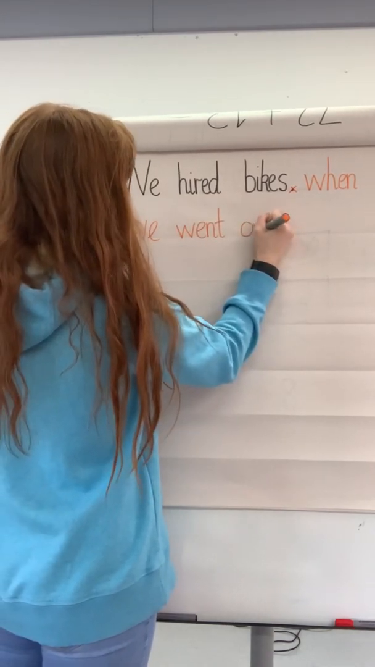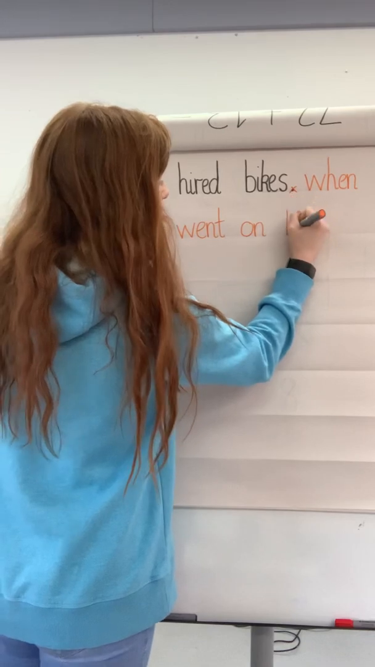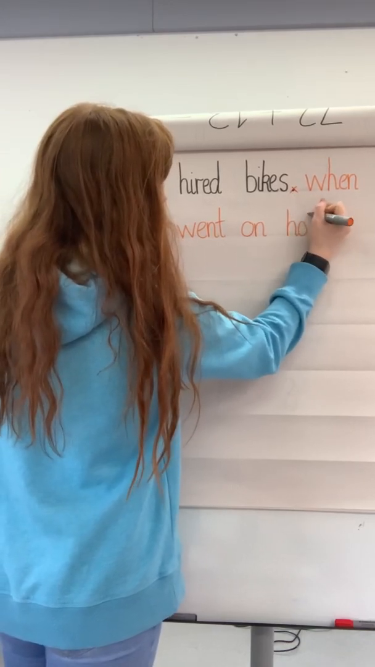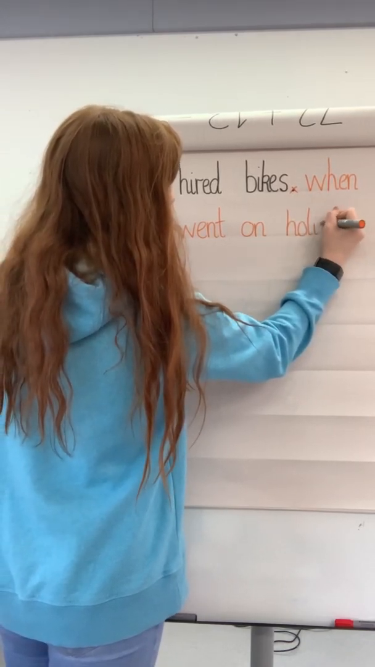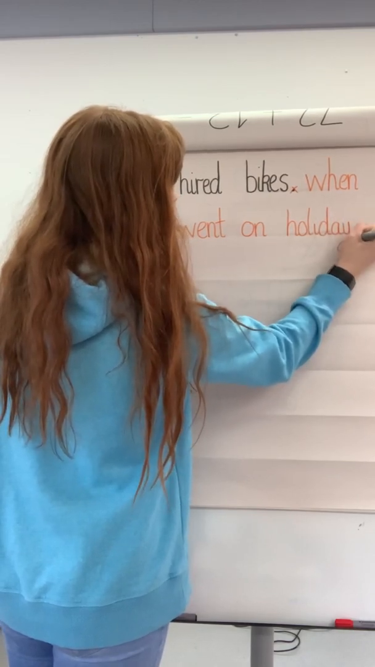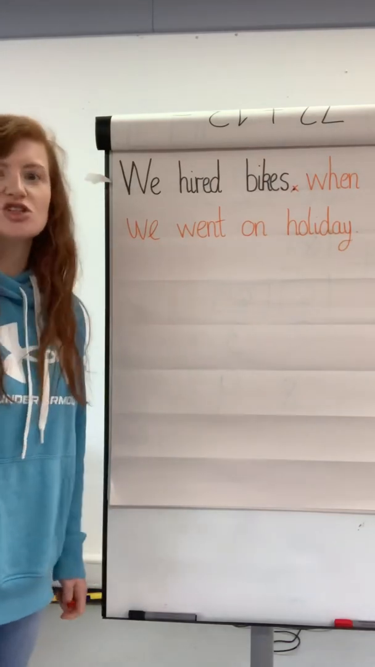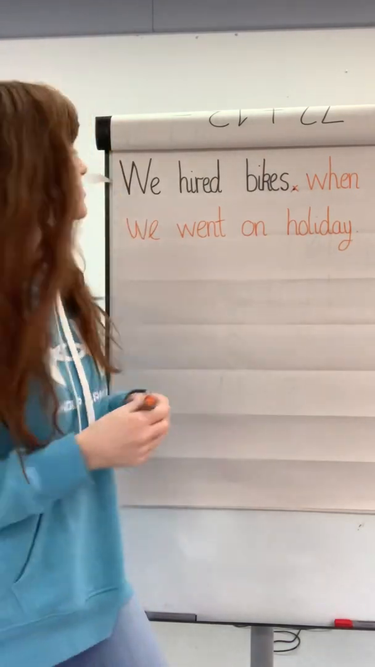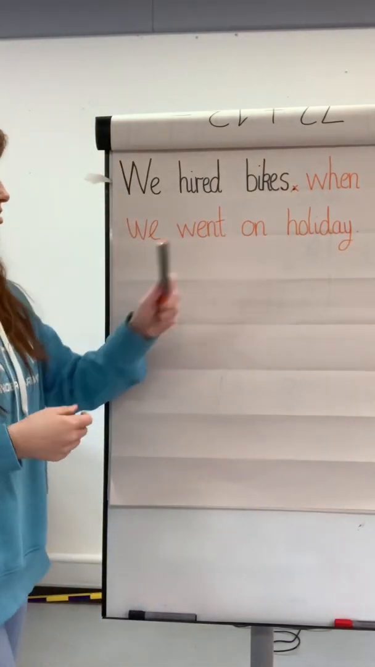Okay, and that would be a really good way to extend your sentence. So you're using that conjunction "when" after the word bikes, and then you're saying, what was the time that you hired bikes? So when did you do that? So when I was on holiday, we hired bikes. We hired bikes when we went on holiday.